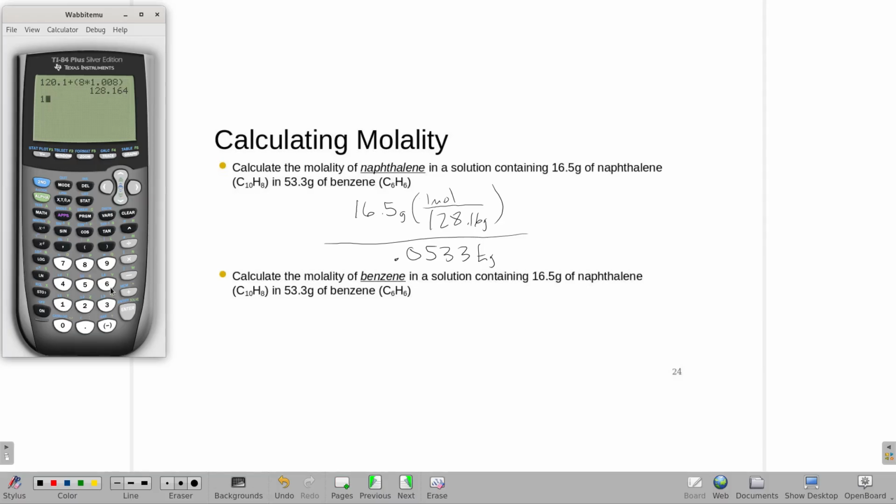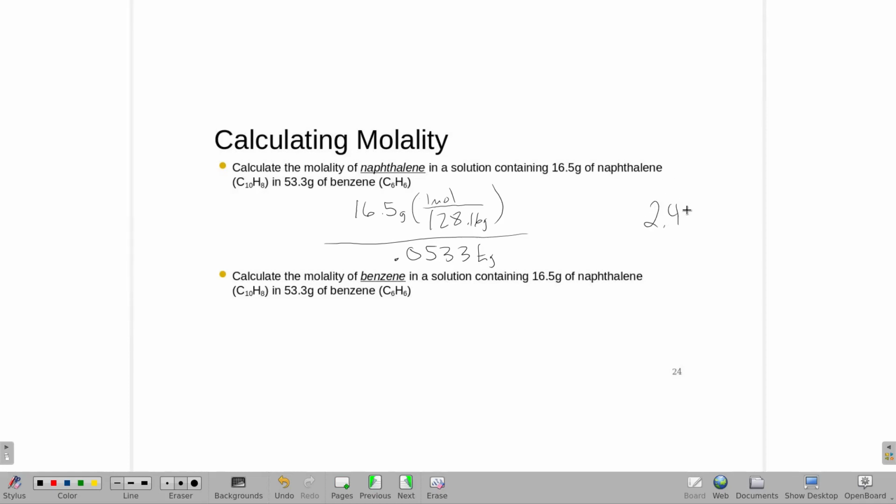So 16.5 divided by that value, and then divide all of that by 0.0533, we get that the molality is 2.42. Lowercase m should be italics, but my chicken scratch isn't going to show italics too well.